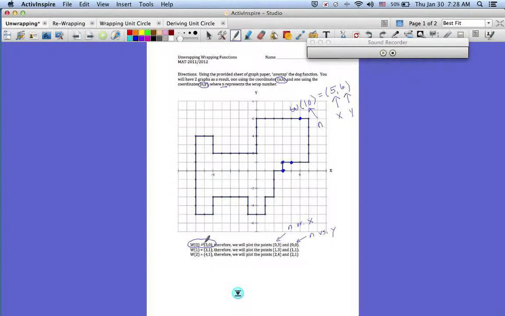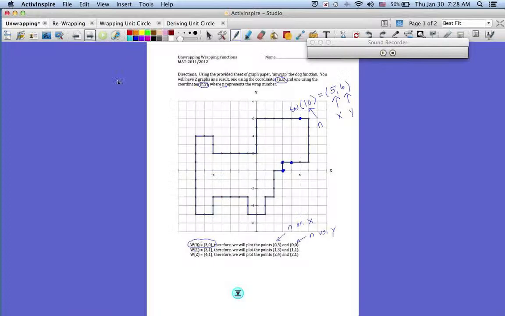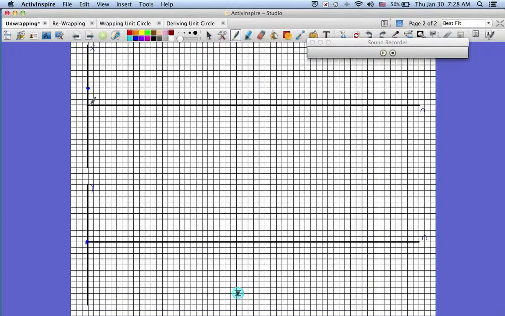From a wrap of 0, I got the coordinate 3, 0. So I'm going to plot 0, 3, and 0, 0. 0, 3 was my n versus x, and 0, 0 is n versus y. And then I'll take my second wrap, a wrap of 1, and I get 3, 1. So that's 1, 3, and 1, 1. So I plot 1, 3, and 1, 1.